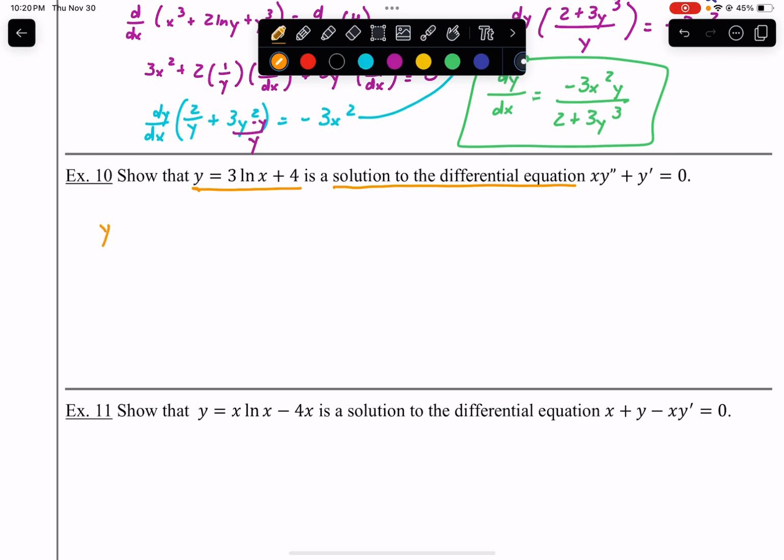So let's find y prime. The derivative of ln of x is 1 over x. And obviously the derivative of 4 is just 0. So you've got 3 over x. Now if you want to treat that as 3x to the negative 1, that'll help a little bit when you go to find the second derivative. So the second derivative is negative 3x to the negative 2.